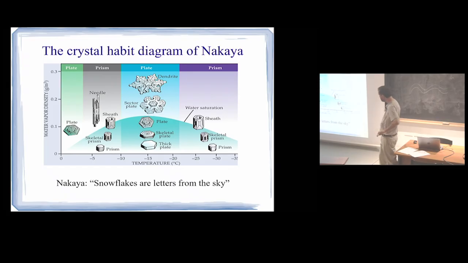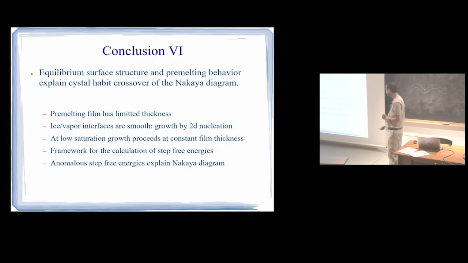Nakaya had a very beautiful sentence that has become memorable. Snowflakes are letters sent from the sky. Why? Because by the shape of the snowflakes, you can tell what was the temperature and humidity in the atmosphere 1 kilometer above. Okay? So with conclusion 6, I hope I have shown that equilibrium surface structure and pre-melting behavior explain the crystal habit crossovers of the Nakaya diagram. Okay? Still, it's a hypothesis, but it's one that seems to be consistent. Nobody has seen the pre-melting films at atomic resolution.